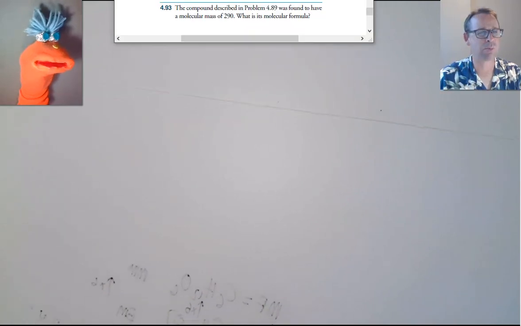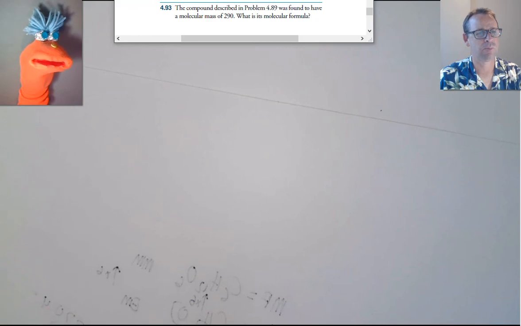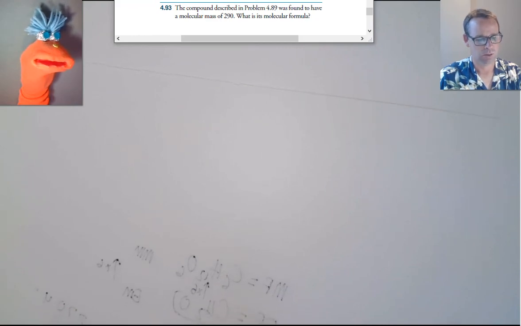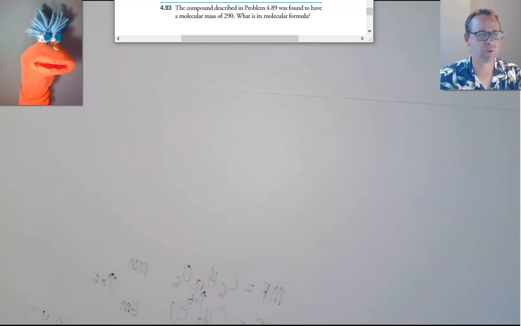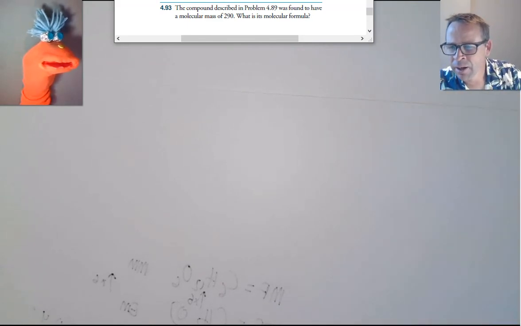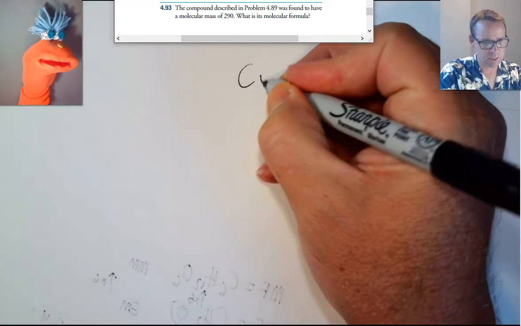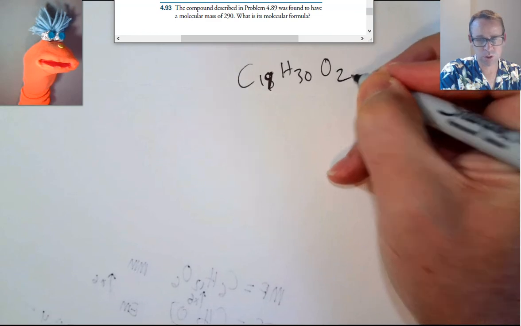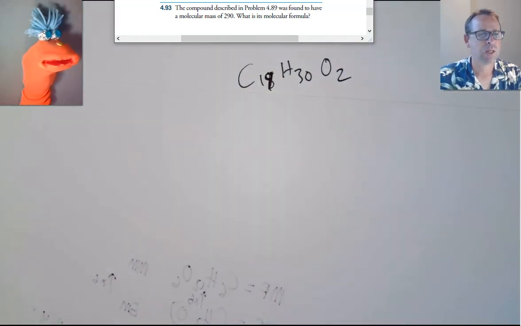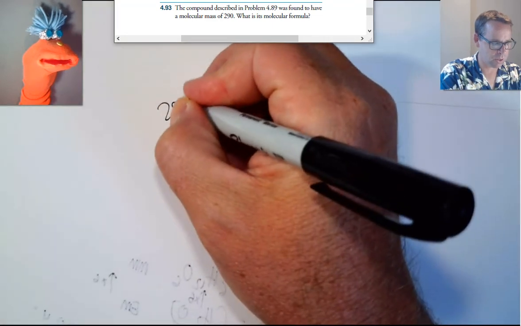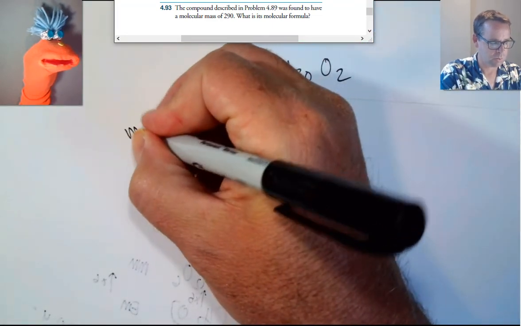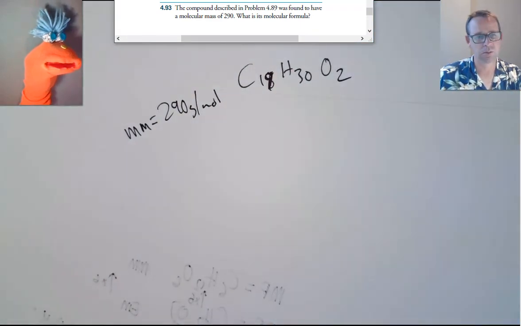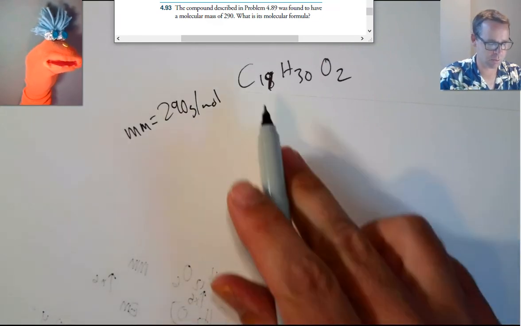All right, the compound describing problem 489 was found to have a molecular mass of 290. What's its molecular formula? So 489, it's the sex hormone. That chemical formula was C19H30, no, not 18, 19, C19H30O2. And it was found to have a molecular mass of 290 grams per mole. So the molar mass is 290, grams per mole. And there's the chemical formula.